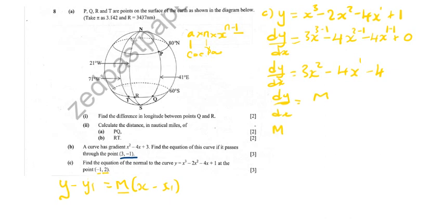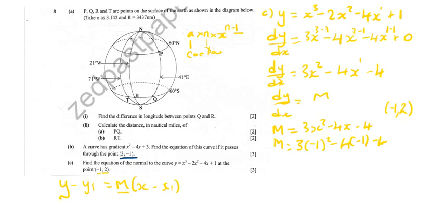So you say the gradient will be equal to 3x to the power 2 minus 4x minus 4. Now at this point you also need to remember that we have been given the value of x, which is negative 1, and the value of y, which is 2. So in order to get the actual gradient, you say 3 open bracket negative 1, that's the value of x, minus 4 open bracket negative 1 minus 4 there.